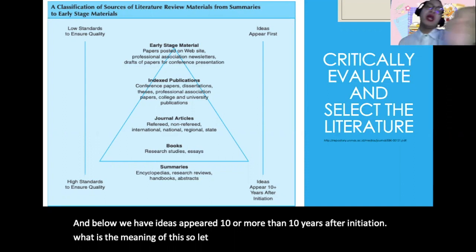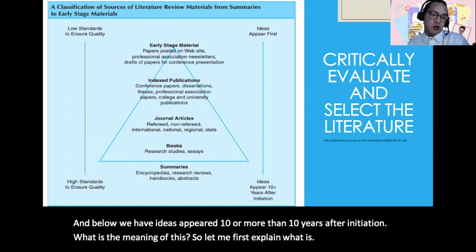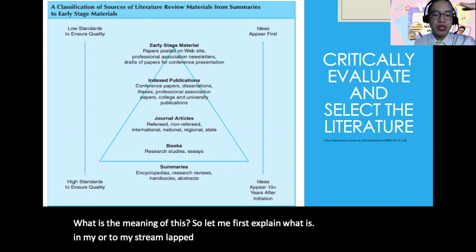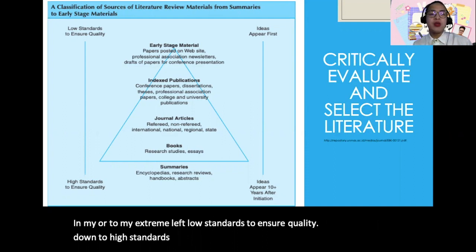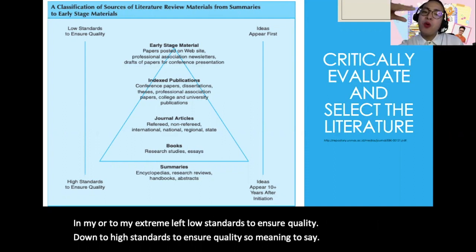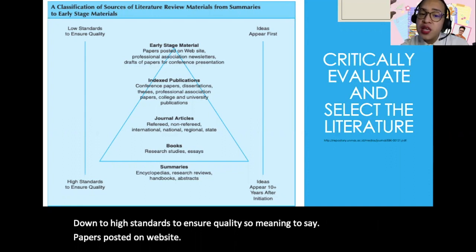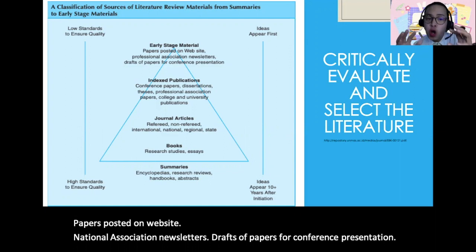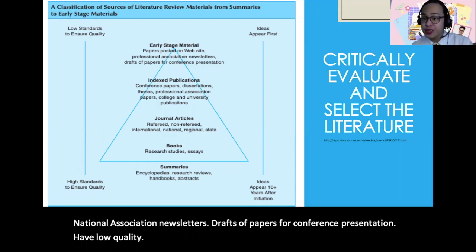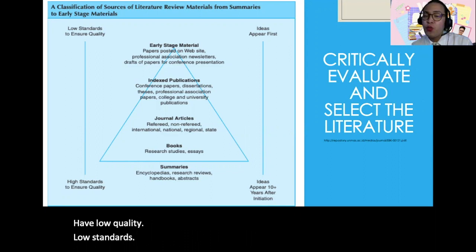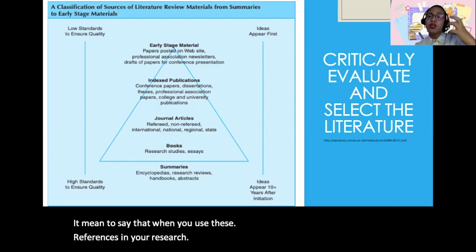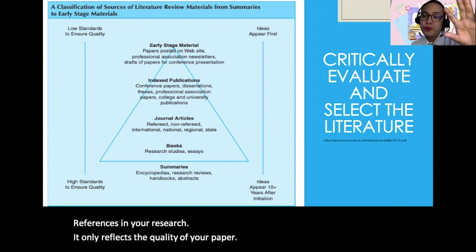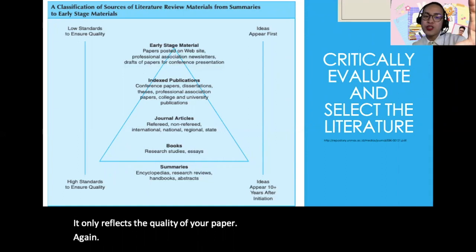Let me first explain what is on my extreme left. Low standards to ensure quality, down to high standards to ensure quality. Meaning to say, papers posted on websites, professional association newsletters, and drafts of papers for conference presentation have low standards. What does it imply? It means that when you use these references in your research, it only reflects the quality of your paper. Again, low standards to ensure quality.